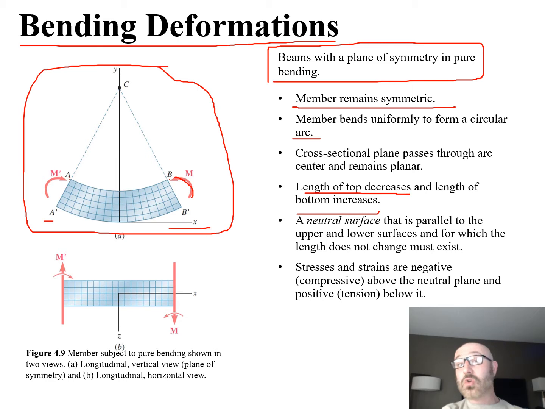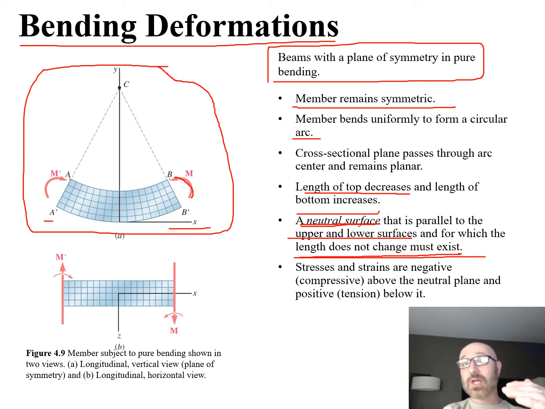A thing to note is that a neutral surface is parallel to the upper and lower surfaces, and its length must not change. So this must exist. There must be a neutral surface in here that does not change in length. We're going to use that as a line to determine what things are going to get shorter and what things are going to get longer.